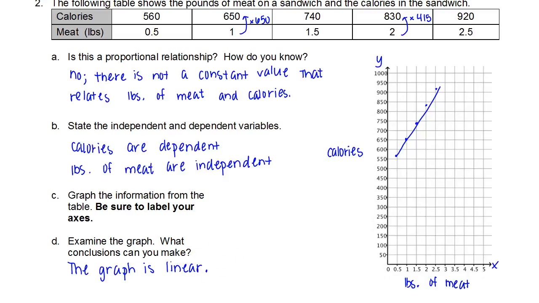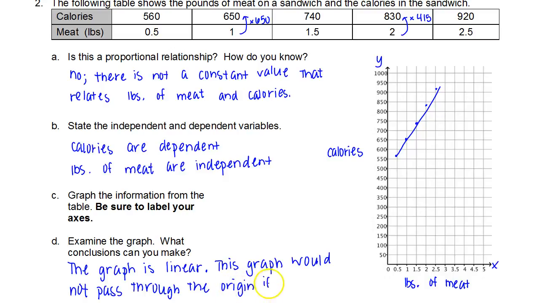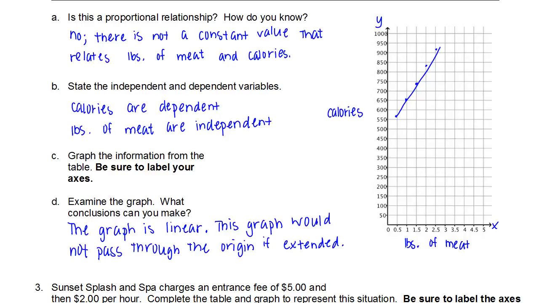And then like last time, I noted that if I were to extend the line, it would go through the origin, but this time I can see that if I were to extend the line, it would not go through the origin. So I'm just going to note that this graph would not pass through the origin if extended. And once again, remember the origin is at 0, 0. So it would not pass through the origin.